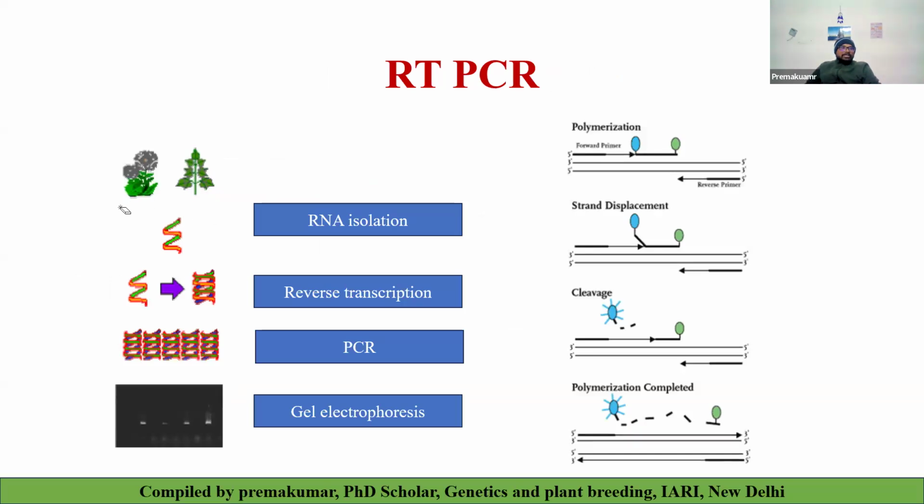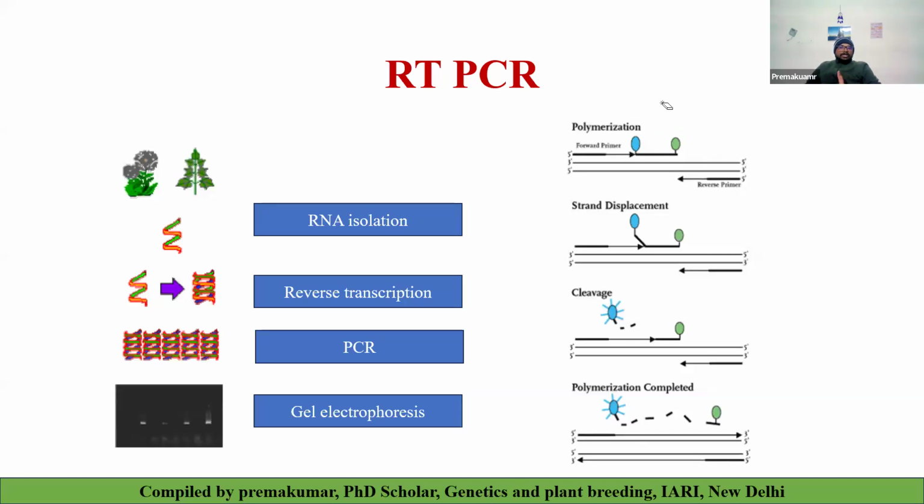In the same way, we have to isolate RNA from treated and untreated samples. Then you go for reverse transcription. Then you create cDNA. Then you do PCR. But PCR we have to do in a different way. Here we have to use a primer along with a dye.